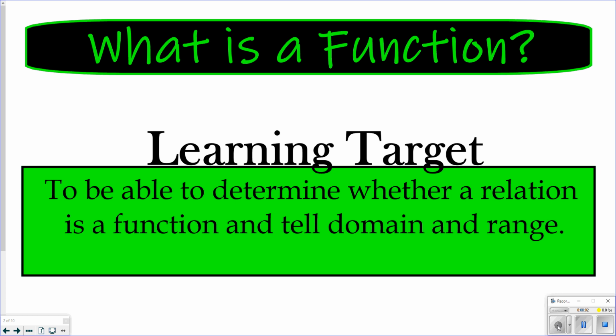Good morning, everybody. Today we're going to be talking about what is a function. Our learning target today is to be able to determine whether a relation is a function and tell the domain and range.